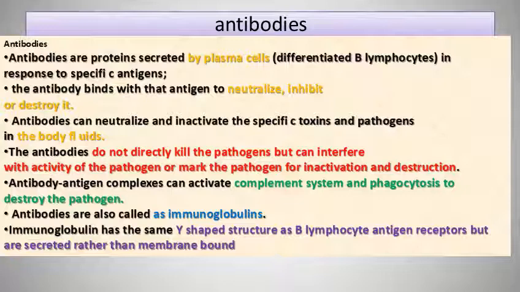So here you have to know what an antibody is. It is a protein secreted by the plasma cells, which are differentiated B lymphocytes, in response to specific antigens. The antibody binds the antigen and neutralizes, inhibits or destroys it. They do not kill the pathogen but interfere with its activity and mark it for inactivation and destruction, and they activate the complement system and phagocytosis to destroy the pathogen. They are also called immunoglobulins. They are Y-shaped structures.